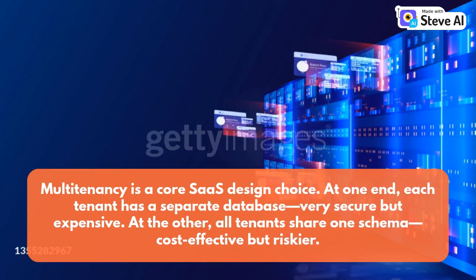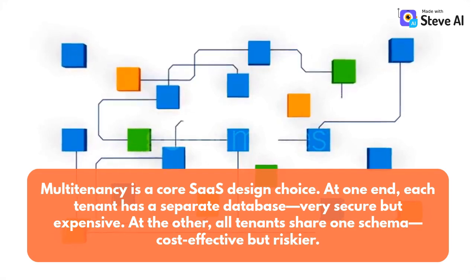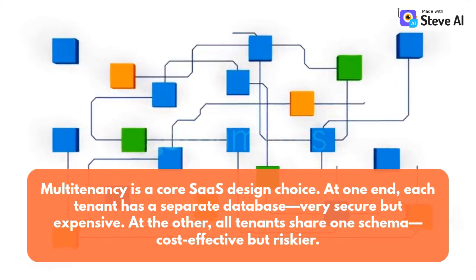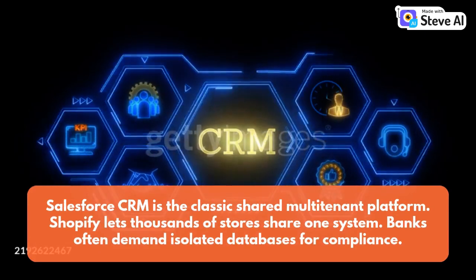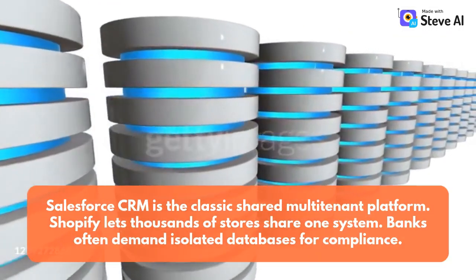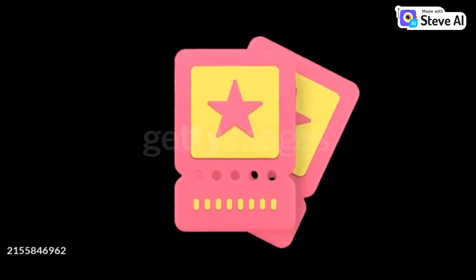Multitenancy is a core SaaS design choice. At one end, each tenant has a separate database, very secure but expensive. At the other, all tenants share one schema, cost-effective but riskier. Salesforce CRM is the classic shared multi-tenant platform. Shopify lets thousands of stores share one system. Banks often demand isolated databases for compliance.